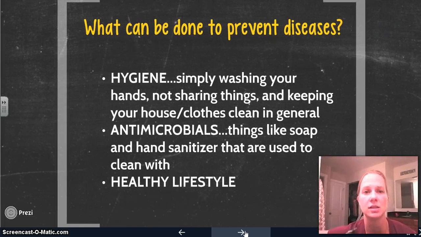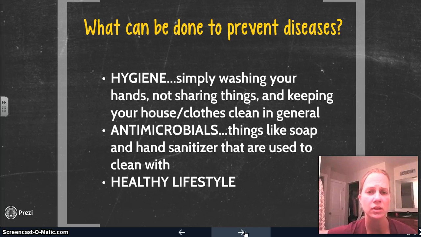So what can we do to prevent diseases? You guys know this stuff. Hygiene. Wash your hands. Wash your hands. Don't share stuff. A lot of people like to swap water bottles and share water bottles. That's why you get sick. Don't do it.